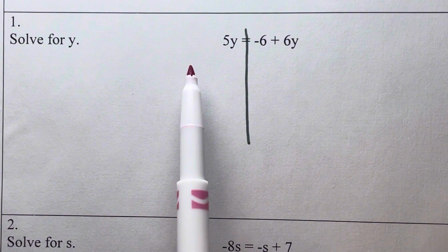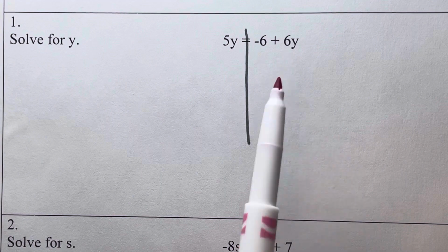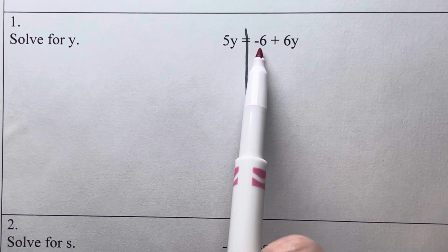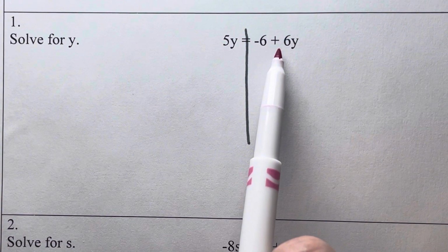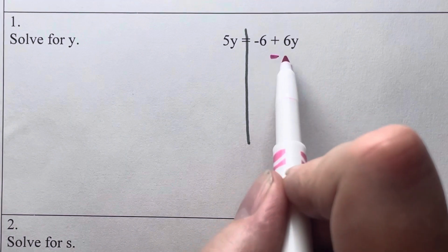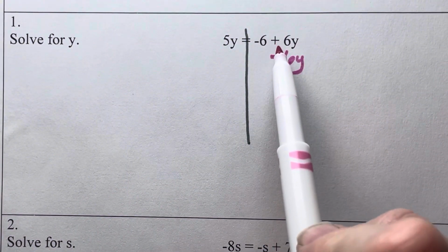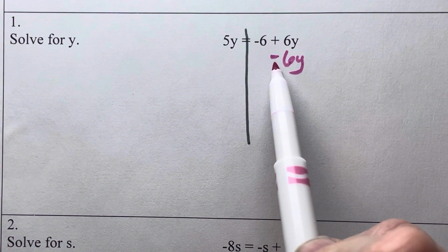Remembering that your goal is to get all of your variable, all of the y's, to one side of the river away from any constant terms. That's the goal. So if I want to get all of the y's on one side of the river away from this negative 6, then the shortest, fastest way to get there would be to subtract over this negative 6y. It is adding in the problem, so I do its opposite. I'm going to subtract it.